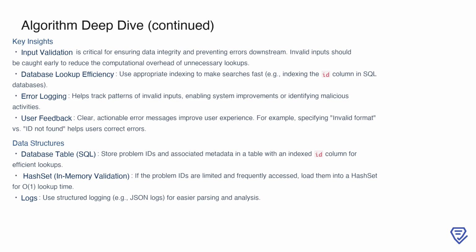Another important aspect is user feedback. Providing clear and actionable error messages, such as invalid format versus ID not found, greatly enhances the user experience, as it helps users understand and correct their mistakes. In terms of data structures, using an indexed database table is a great choice for storing problem IDs and their metadata. Alternatively, if the set of problem IDs is relatively small and frequently accessed, loading them into an in-memory hash set can offer O(1) lookup time. Finally, structured logs ensure that error-related data is easily accessible for monitoring and system improvements.